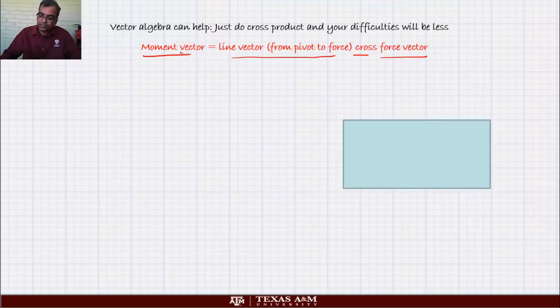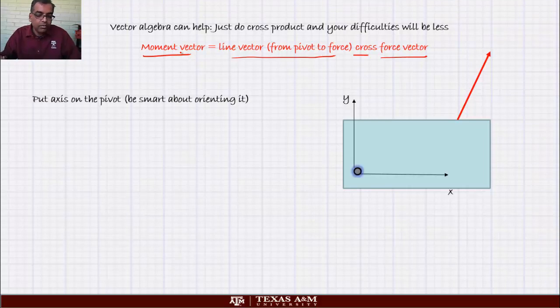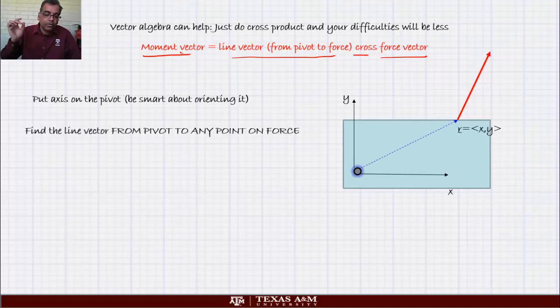So how does that work? Here's the force, same problem. Here's the pivot. First step, put axes at the pivot, X and Y, and be smart about orienting them. Find the best way so that it's easy for you to do the calculations. You'll have to think about that a little bit. Of course, if you're not smart about it, it just means you'll have to do a little bit longer. Nothing will happen if you choose a strange axis. It may get a little more complicated, but it will always work. Okay, so that's item 1. The second thing is find the line vector from the pivot to any point on the force.